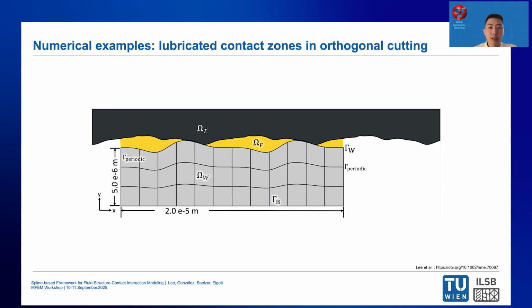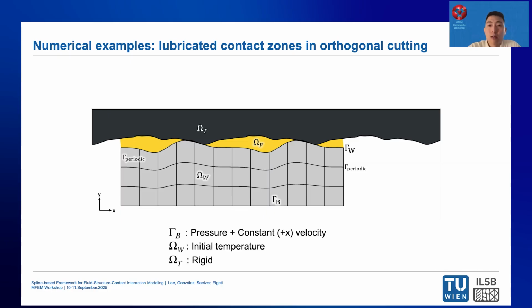Oh, and the domains are periodic in the X direction here. The workpiece we initialize with an initial temperature, and on the bottom boundary we apply pressure. This geometry works in the y-axis, and we apply a constant velocity in the x-axis.